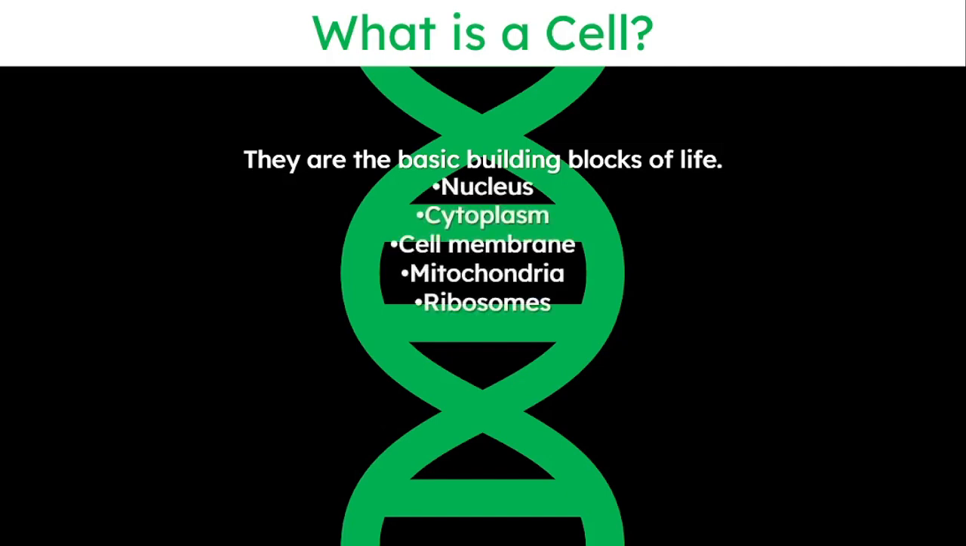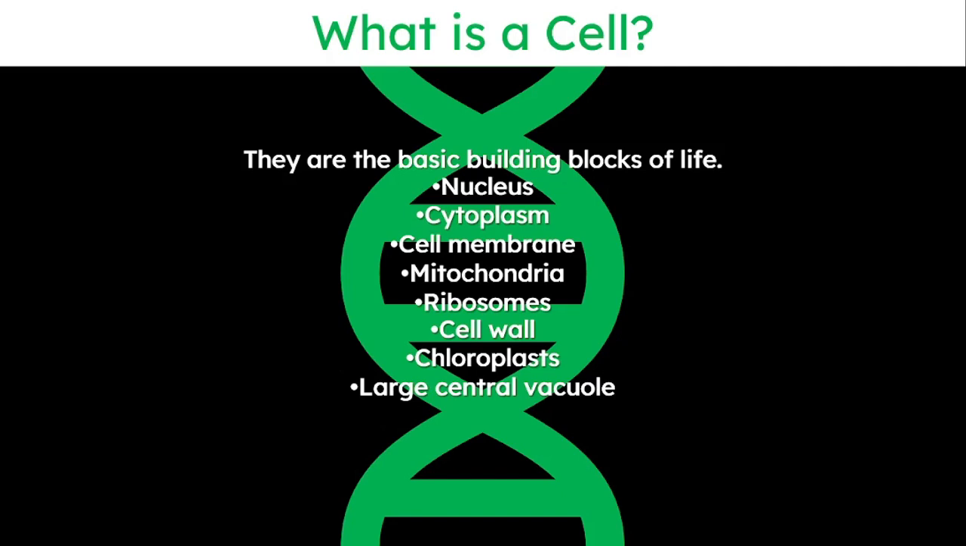Now, nucleus, cytoplasm, cell membrane, mitochondria, and ribosomes. All of them are present in animal cells and plant cells both. But cell wall, chloroplasts, and large central vacuoles are organelles that are only present in a plant cell.